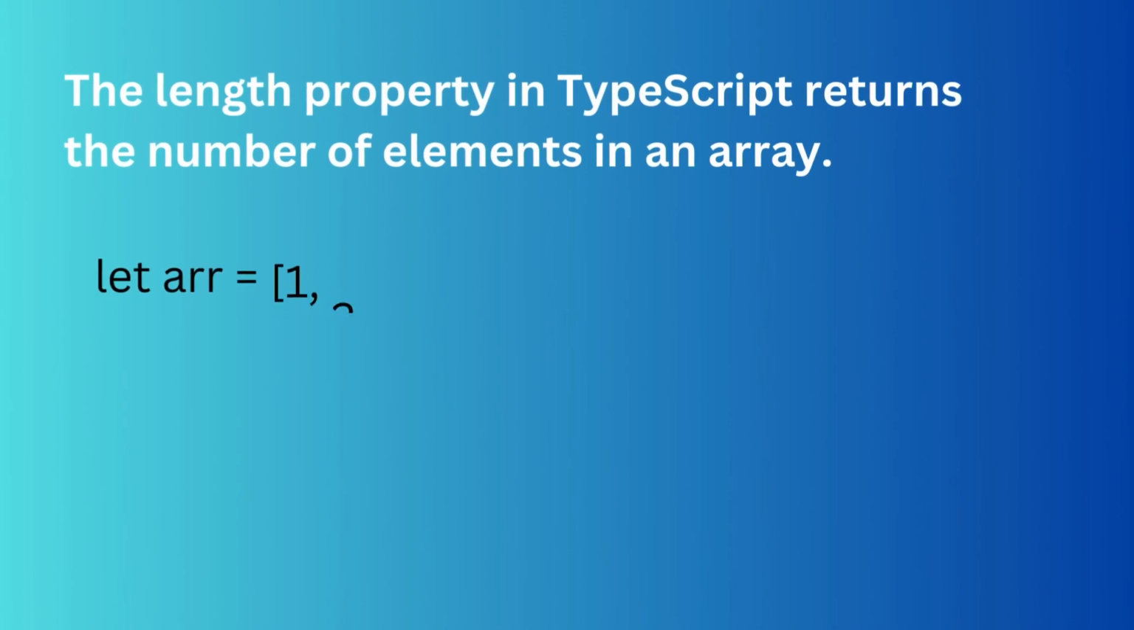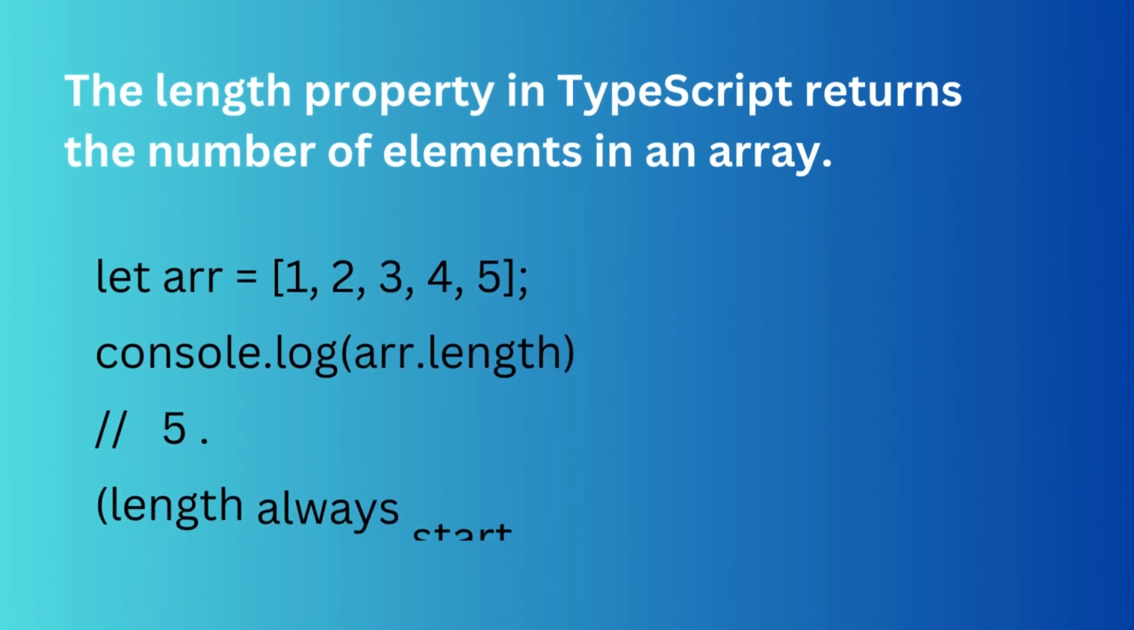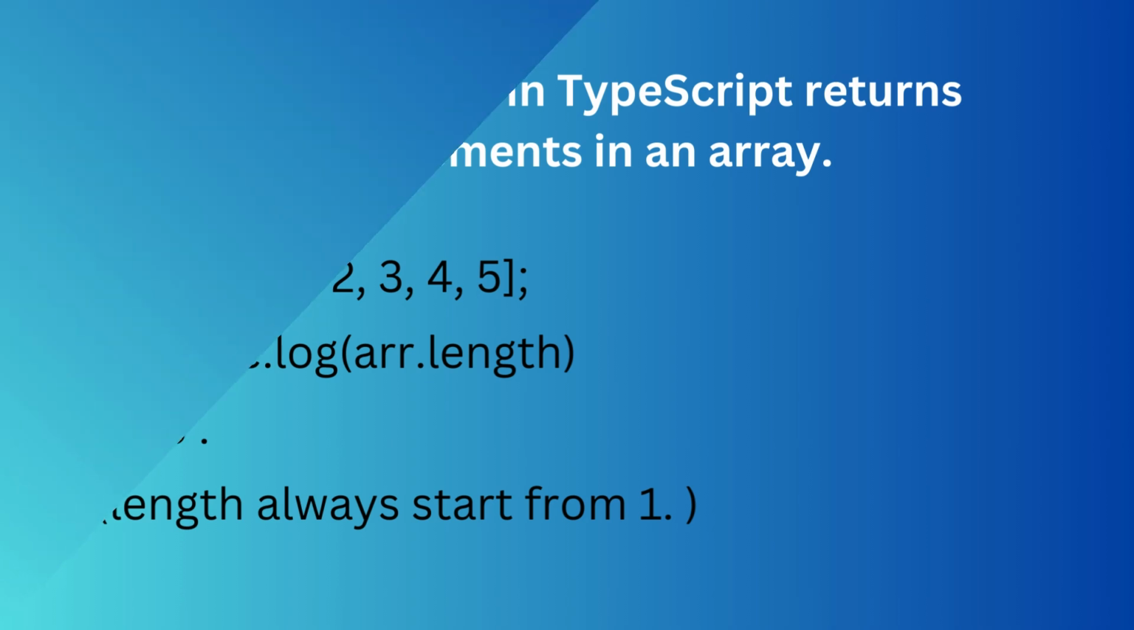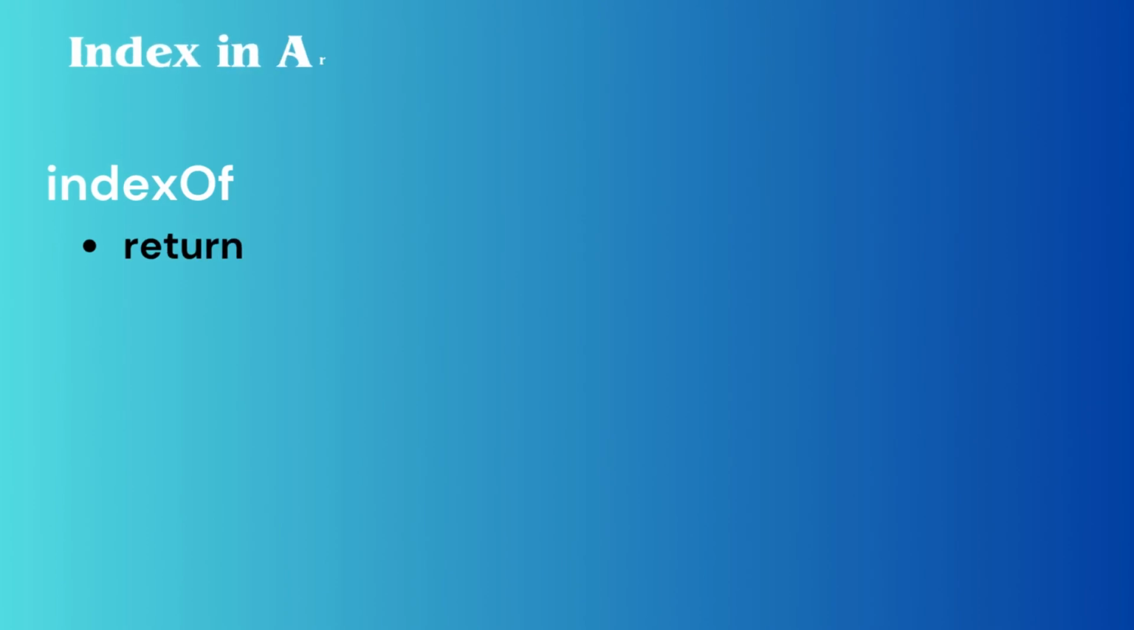The length property in TypeScript returns the number of elements in an array. Let arr be 1, 2, 3, 4, 5. When we console array.length, the result will be 5. Length always starts from 1. Index in an array always starts from 0.